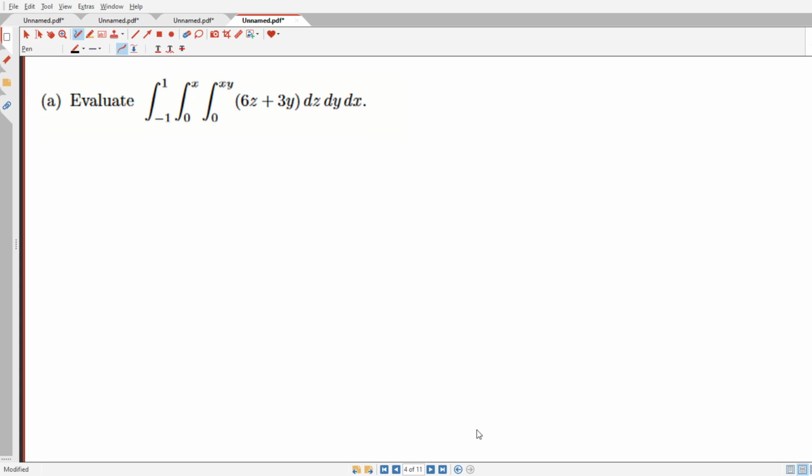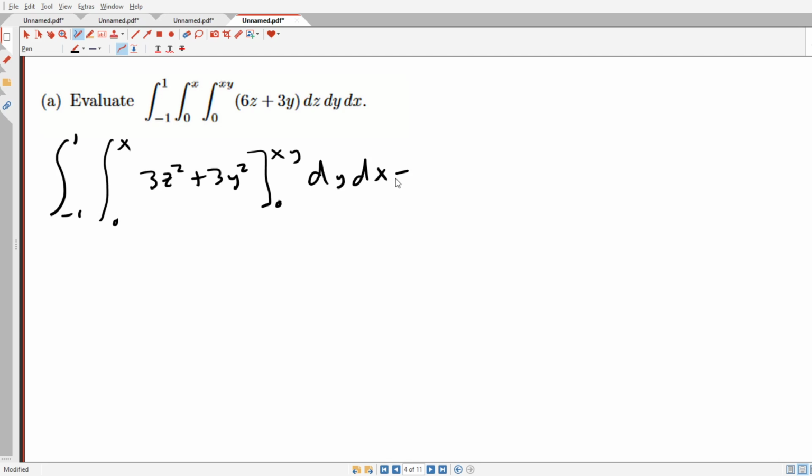Okay, it just says evaluate. Doesn't look like there's anything crazy about this one. We just need to plug and chug. So this is going to be the integral from -1 to 1, integral from 0 to x, and then I'll evaluate this integral with respect to z. So this is going to be 6z squared over 2, so that's 3z squared plus 3yz from 0 to xy, dy dx.